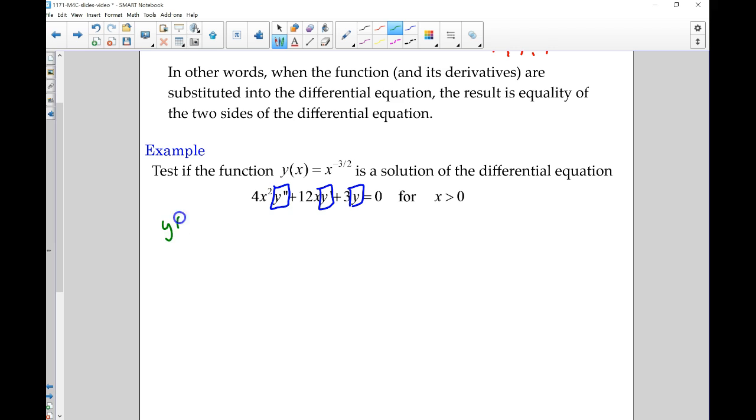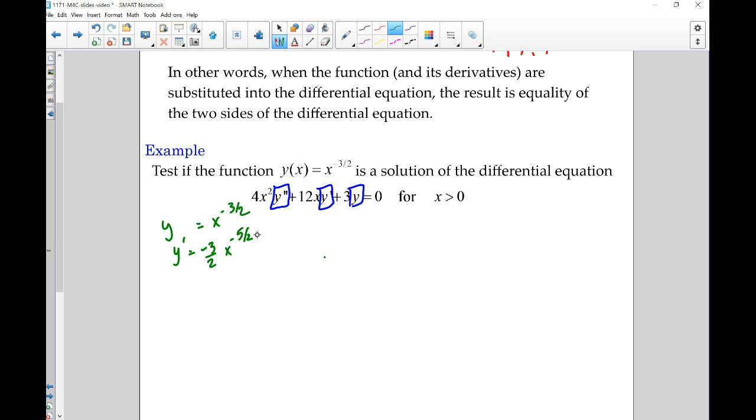So we know y of x is equal to x to the minus 3 halves. And just for notation purposes, or simplicity, I'm actually just going to say y. We're going to know that it's a function of x. If I compute the derivative via the power rule, this is negative 3 halves x to the minus 5 halves.